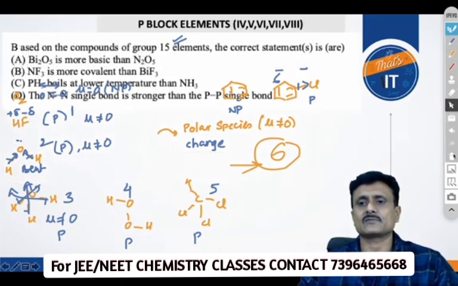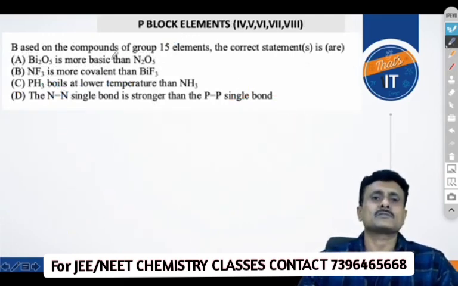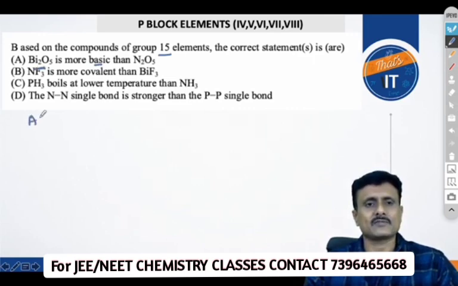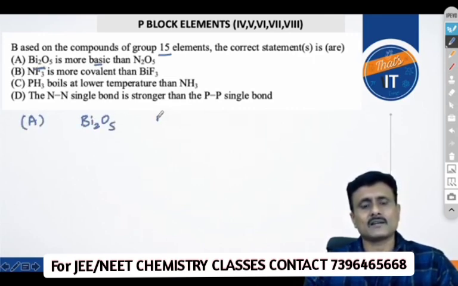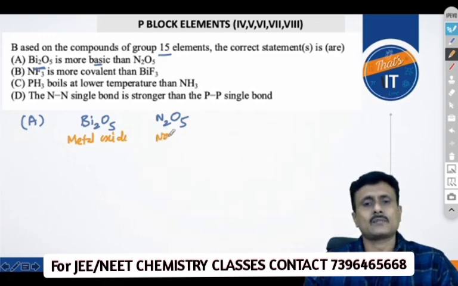Now let's see the next question. The easy questions, isn't it? Relatively easy. Based on the bonds of 15th group, the correct statements are asked, right? So this is about the basic strength. Option A, if you see carefully, Bi2O3, bismuth is a metal and nitrogen is non-metal. You know that metallic oxides are basic in nature.